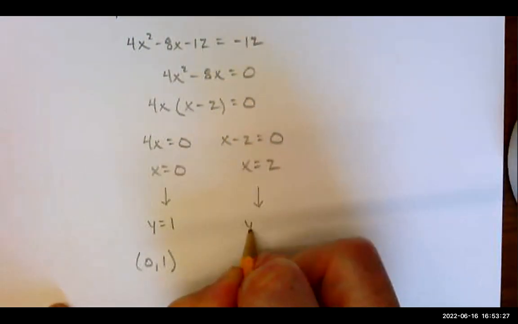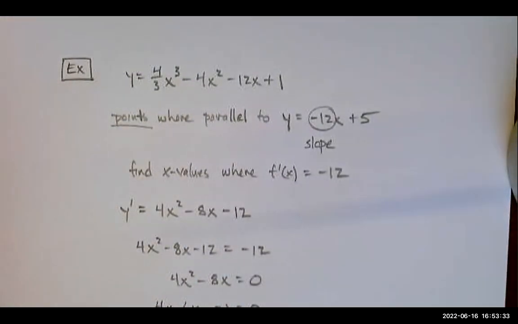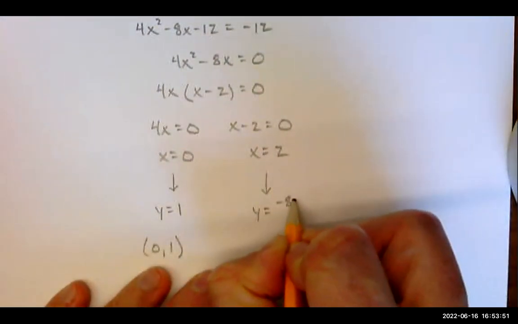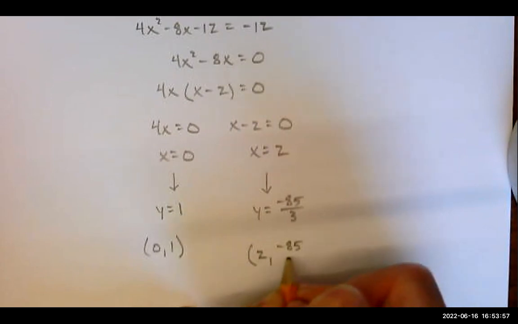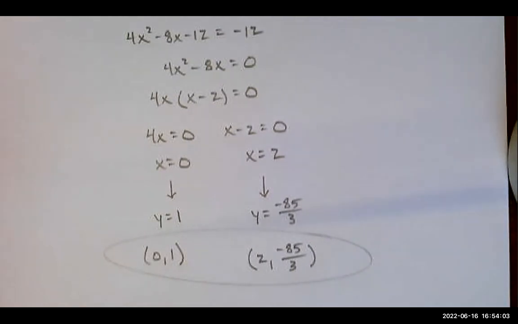Plugging 2 back in, let me grab a calculator. 4/3 times 2 to the third minus 4 times 2 squared minus 12 times 2 plus 1. As a fraction, that gives me -85/3. And so there's another point where the tangent line would be parallel to the line they told us, -12x plus 5.